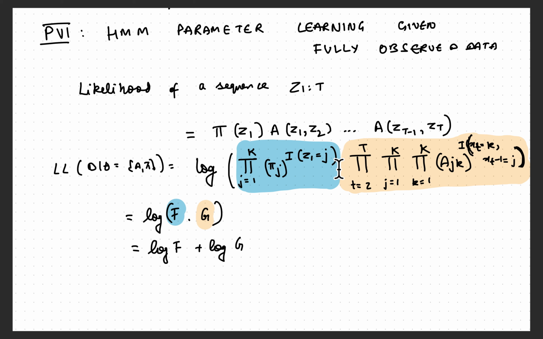Now, just leveraging that logarithmic of F times G is logarithmic of F plus log of G, we can further simplify and try to reduce this into something more convenient for us. So let's try to write now logarithmic of F in a simpler fashion. Could you take a minute and try to write it yourself?